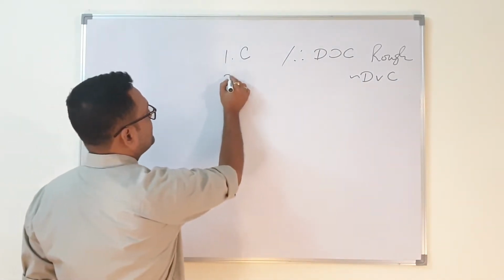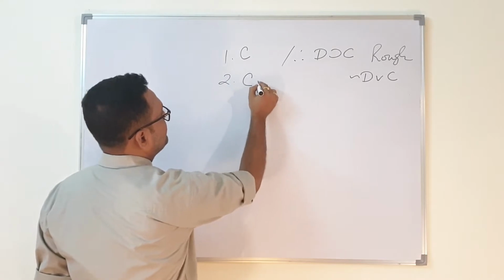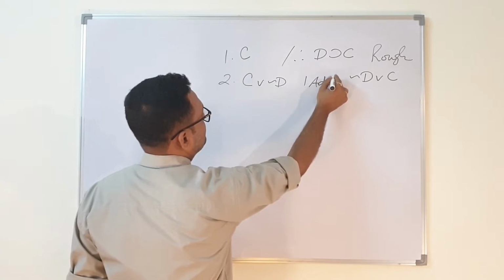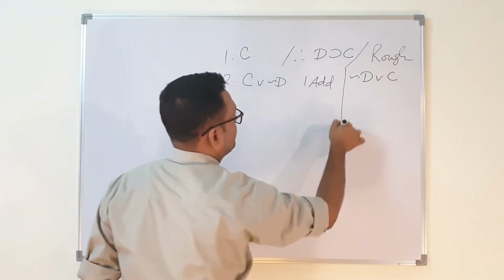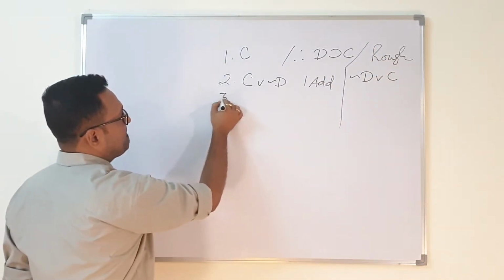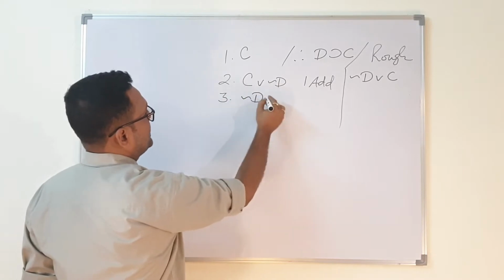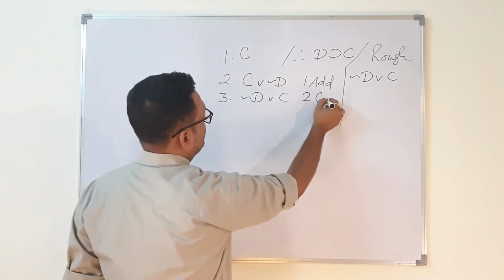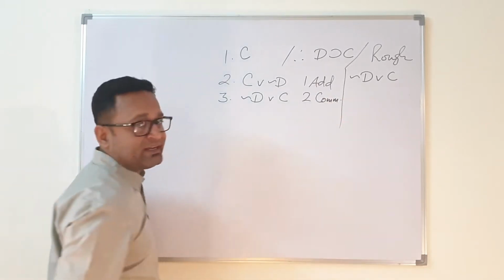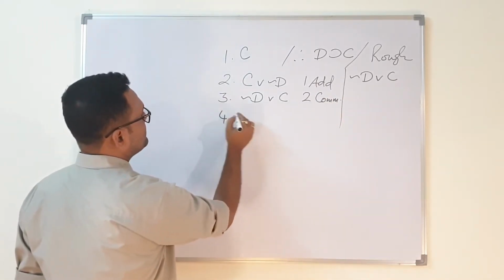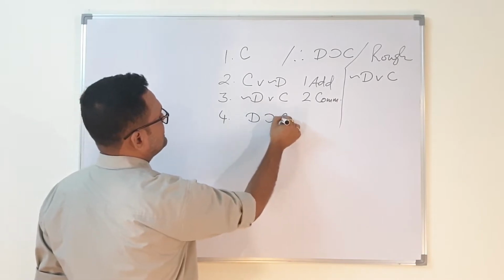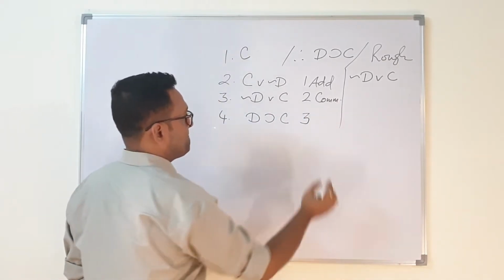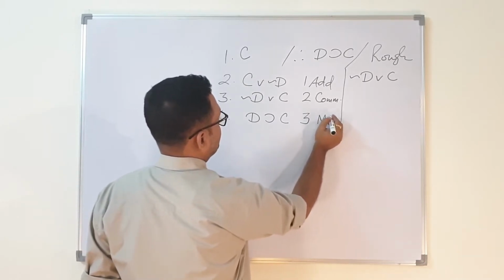So how will you do it? You will write C wedge negation D. This is one addition. Forget about this part, this is rough. Then you change the position: negation of D wedge C. So it is the second step, commutation. And fourth, you will write it as D implies C. So this is the third step, material implication, right?